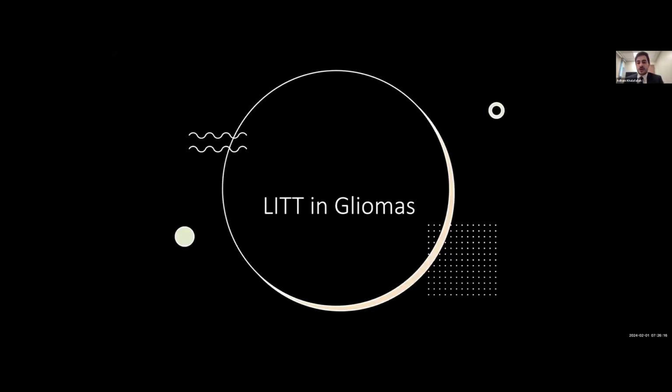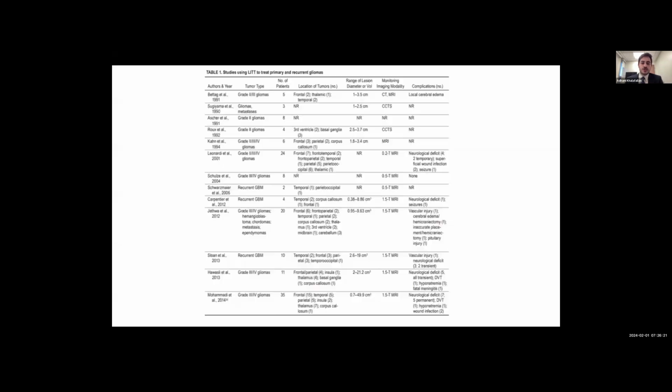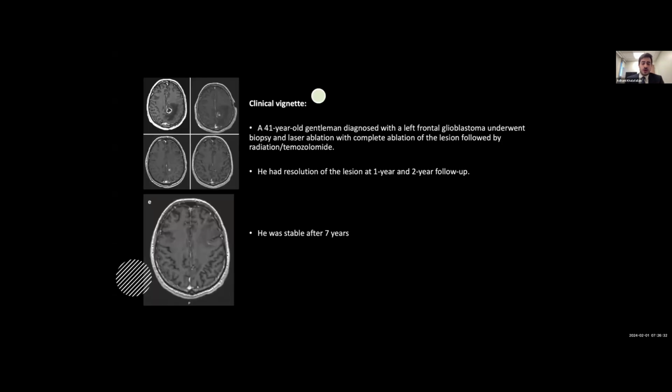So I'm going to give some examples. First, LITT in glioma patients. As of now, this is some of the literature, not all the literature, on the use of LITT in glioma patients in a systematic review. This is one of the cases, a 41-year-old gentleman. As we can see here, he has a left frontal GBM that underwent laser ablation and started on chemotherapy. And you can see here, at 1 year after and a 2-year follow-up, the tumor is almost gone. Now he's 7 years out and his tumor is completely cured.